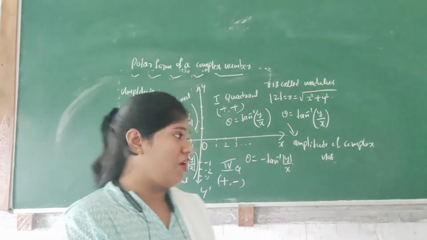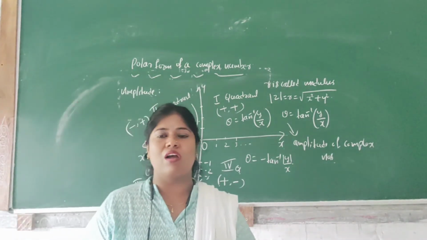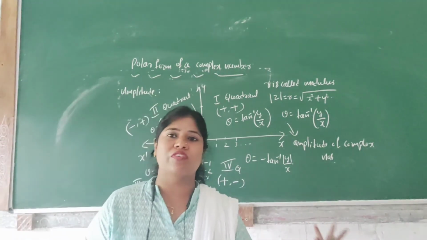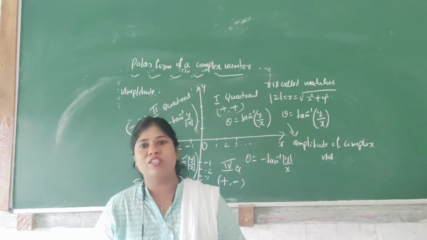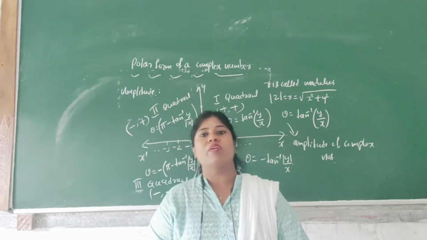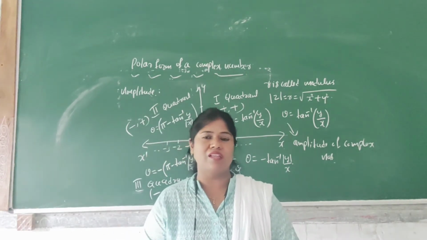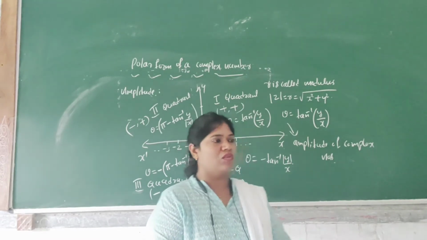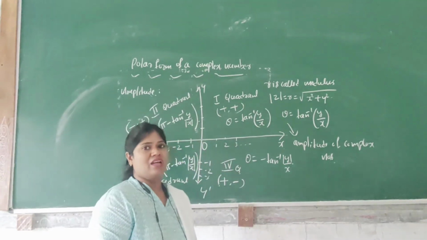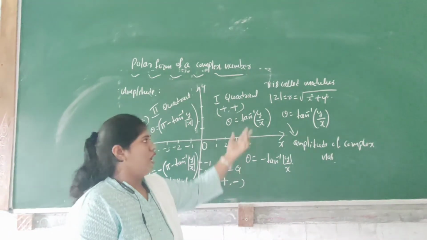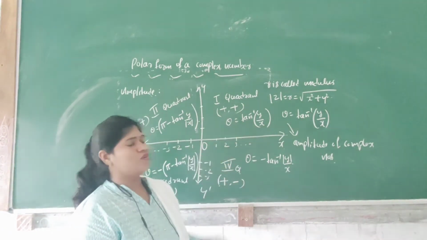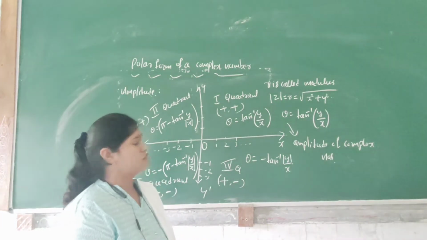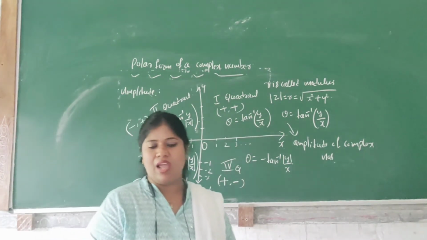So to solve the problems, to find the polar form and amplitude of a complex number, we need to know the trigonometric functions of standard angles. We know the tables; the tan values we should know. Then only we can solve for finding theta. After this, we have to know the values of trigonometric functions of standard angles.